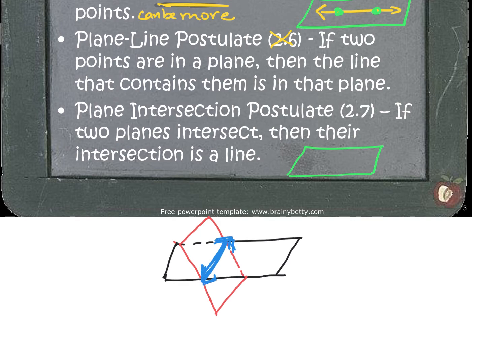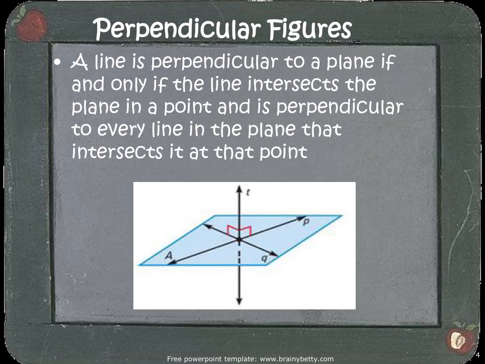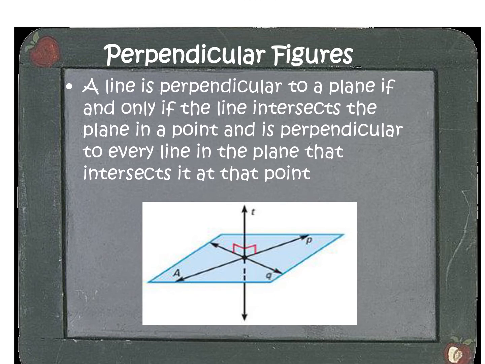And that's postulate 2.7, but we're not memorizing that. You can memorize it as the plane intersection postulate. The next one is talking about perpendicular figures. Now, the symbol for perpendicular is an upside down T. So whenever you see a T that looks like it's upside down, that's an indicator for perpendicular lines.